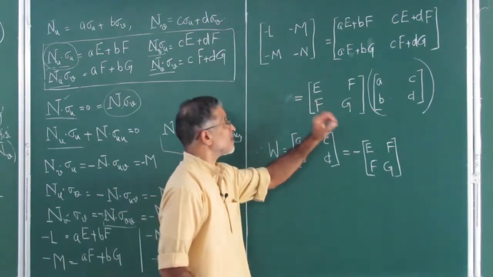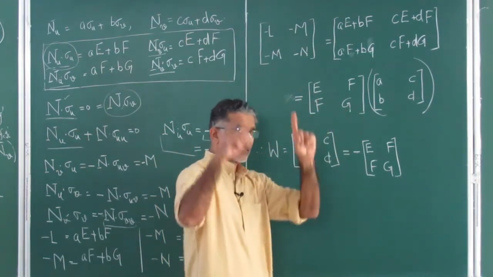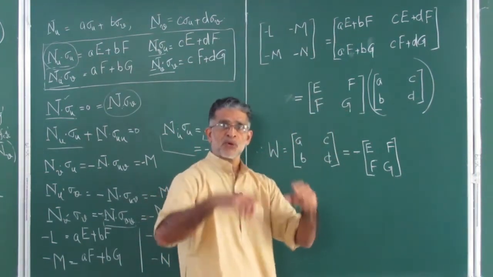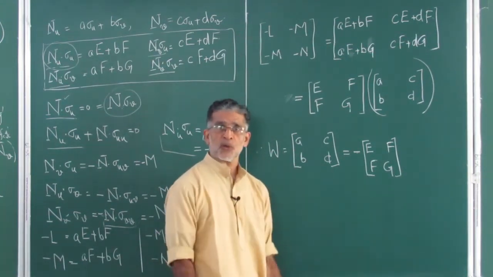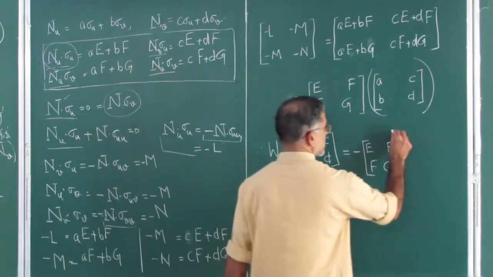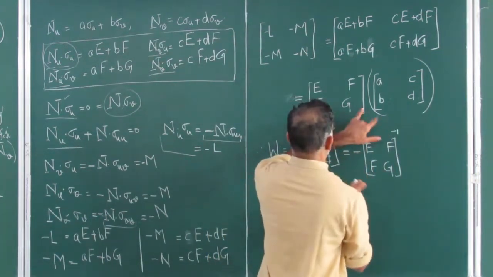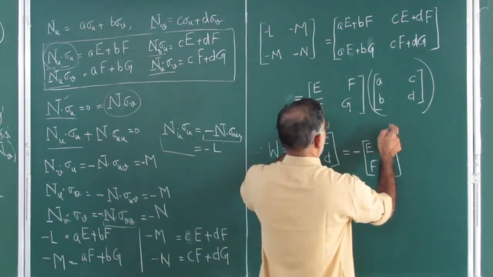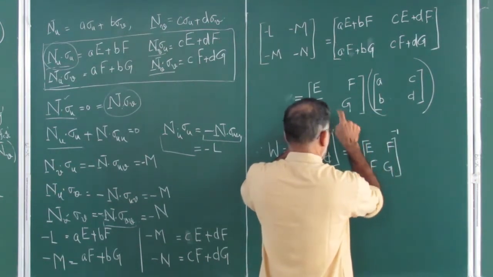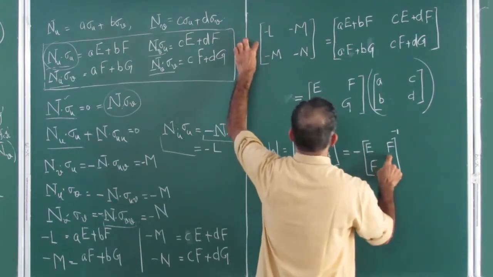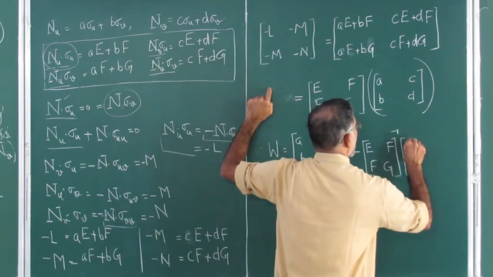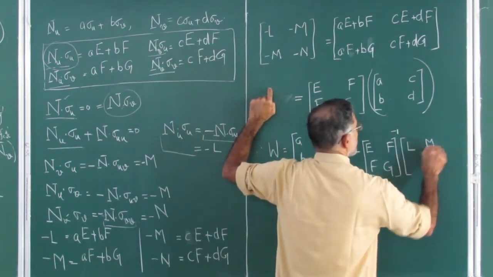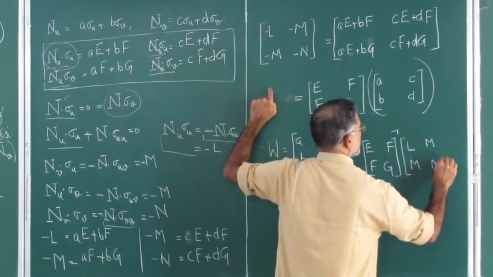This matrix is always non-singular because its determinant is the norm of sigma u cross sigma v. Sigma u cross sigma v is always non-zero because they are linearly independent. So this can be inverted. So take it out. See, matrix multiplication, you have to be careful. It's not commutative. So if you are taking from the left side, go to the left side inverse. And this minus I have taken. So what is left out is L, M, M, N.